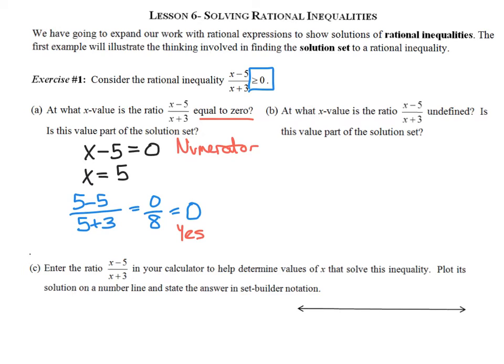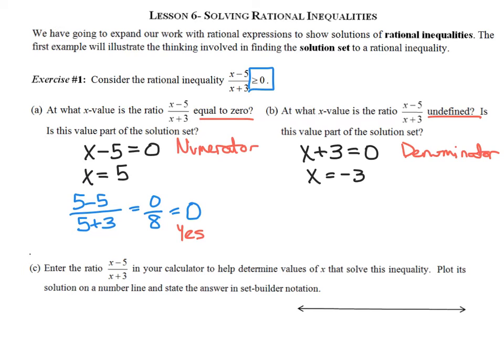In this part of the example, it says at what x value is the ratio undefined? Well, we've been working throughout this whole unit on undefined expressions. So we know that we have to take our denominator and set our denominator equal to 0. So again, for the undefined part, that's where the denominator is equal to 0. So when I set x plus 3 equal to 0, I see that I'm getting x is equal to negative 3. Is this value part of the solution set?